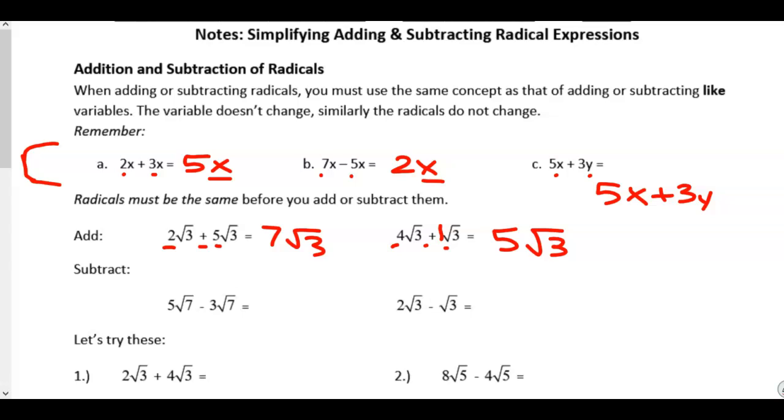Okay, easy? Now, what about subtraction? Same idea. 5 minus 3, 2, square root stays the same, 7. Over here, there's a 1 here, right? So 2 minus 1, 1 square root of 3. Now, you can write 1 square root of 3, or just square root of 3.